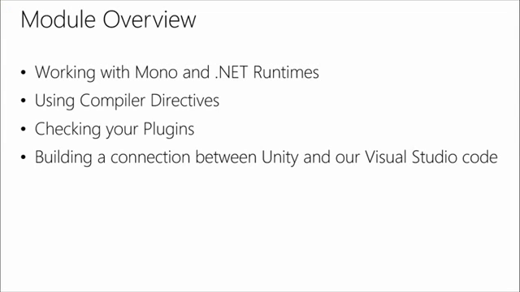Yep. So the overview for this module is obviously we're going to look at working with Mono and the .NET runtimes. We'll talk about how to use compiler directives to kind of help with this. We'll look at how you can check your plugins, because I found that a lot of times it's plugins that'll really trip you up. So we'll take a look at how you can deal with that, and even a little tool that you can use to help you with that.